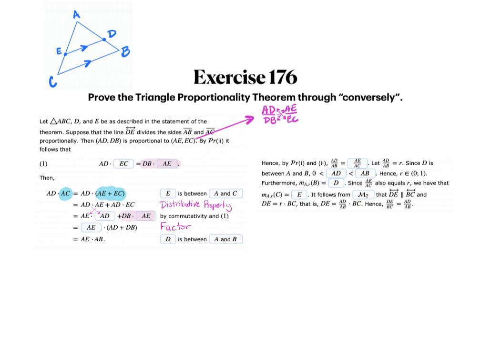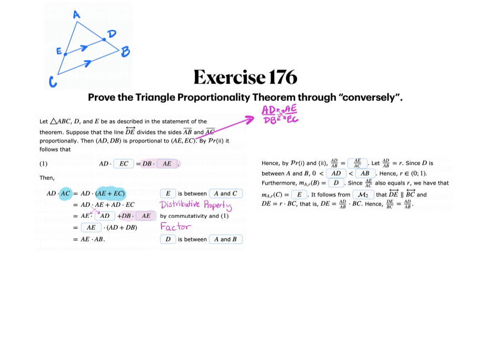So you'll notice that I copied the figure triangle ABC down over here so that I could have a diagram to read along with. We're going to let triangle ABC, D, and E be as described in the statement of the theorem. Suppose that the line DE divides the sides AB and AC proportionally. Then I know that AD, DB, the ordered pair, is proportional to the ordered pair AE, EC. So up over here, I just gave you a visual of what these ratios would look like. That means that I could take AD and divide by DB, and that would equal AE divided by EC.